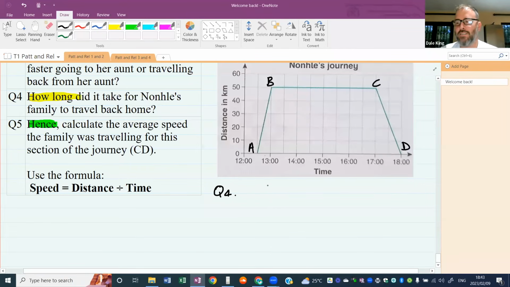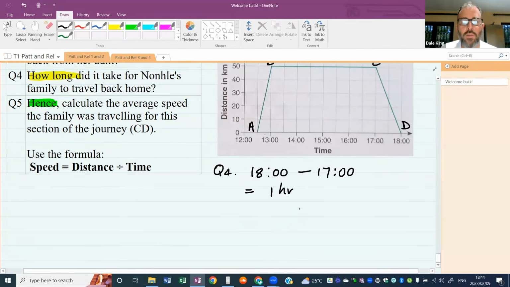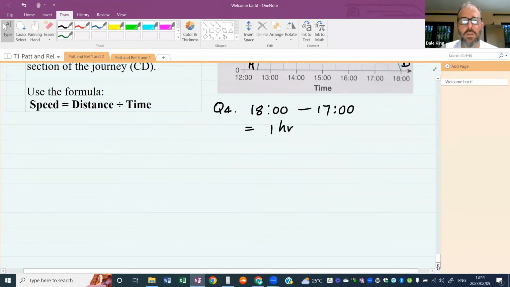I took 18 minus 17 gave me 1. So it took them 1 hour to get back home. Very good. Well done. So 18 minus 17, and that gives you 1 hour. All right. Now we're going to use this in question 5. Thank you, Babalo. Well done. We're going to use this in question 5 now.